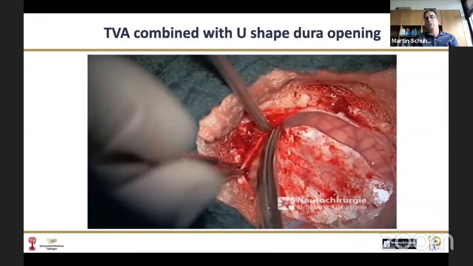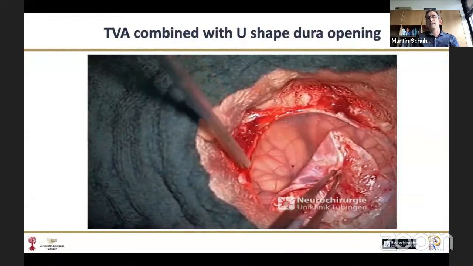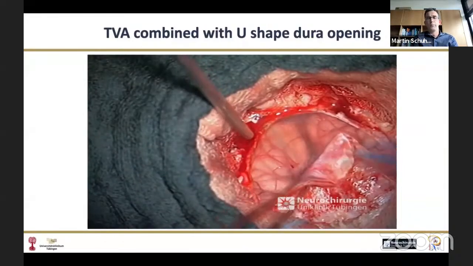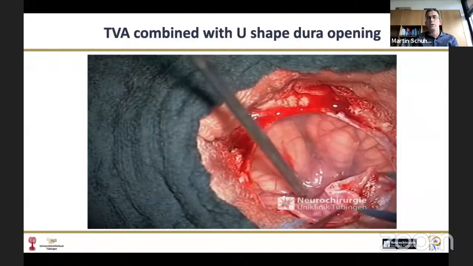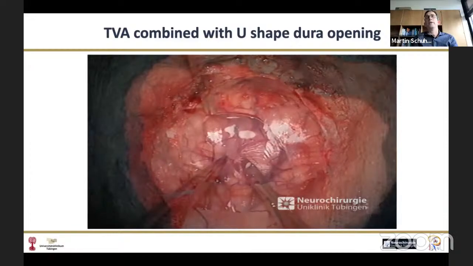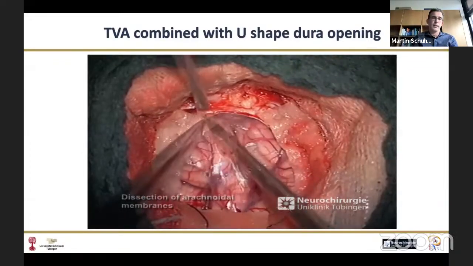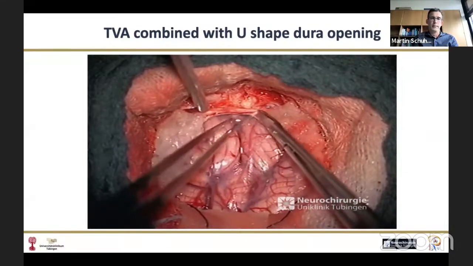So we are opening the dura. I'm standing on top of the head for the opening. And if I have to go way up in the fourth ventricle, I'm switching position to a lateral position as we heard before, because then you can very easily look up in the fourth ventricle and dissect in the roof area and around the aqueductal inlet.